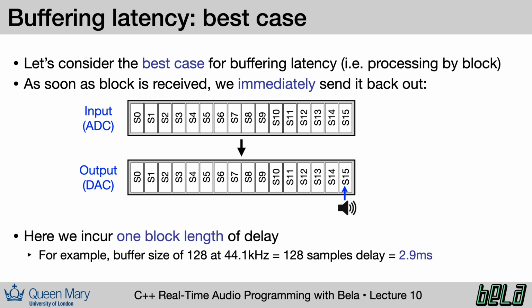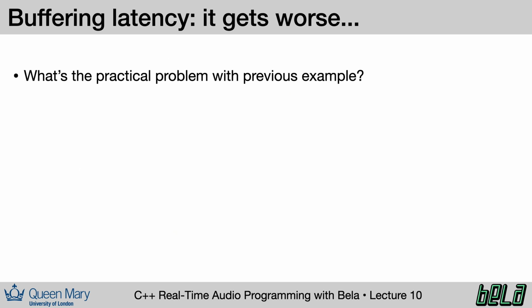In this case, we incur one block length of delay, because as soon as we've read the last input sample, we can immediately start playing the first output sample. So for example, if our buffer size was 128 samples, our delay would be 128 samples, or about 2.9 milliseconds at 44 kilohertz. However, there's a practical problem with that simple example, and what might that be?